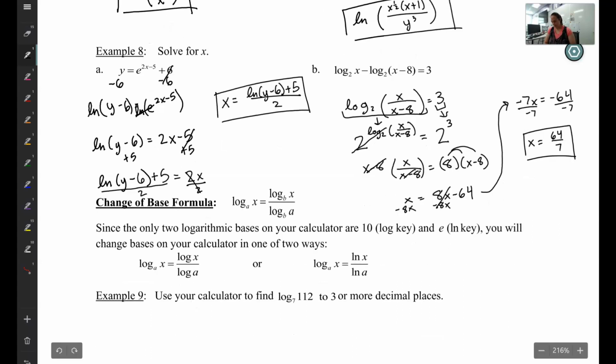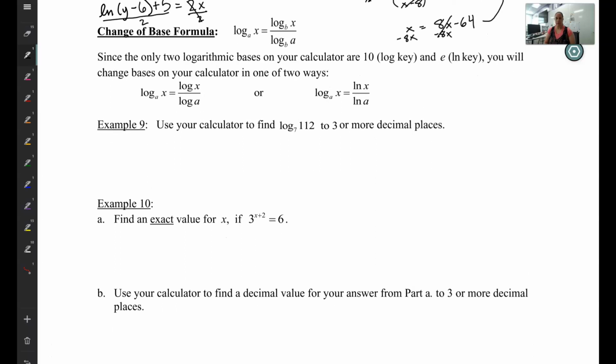In the last video for this lesson, we'll talk about change of base, and then we're finished.